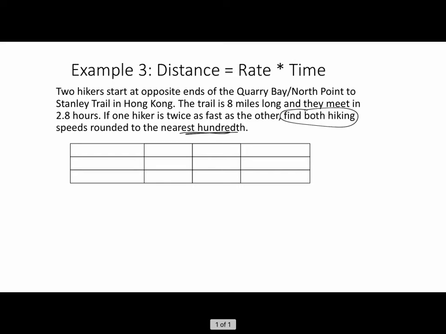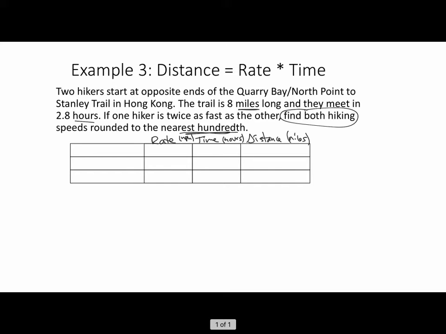Okay, so that's what we're looking for, the speeds or the rate. That's what we don't know. But it says that the trail is 8 miles, so we've got miles, which is distance. We've got hours, which is time. And so rate must be miles per hour. So what are we talking about here?